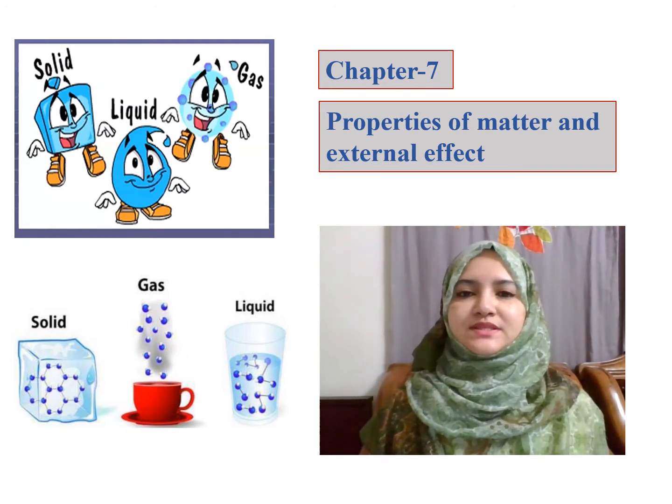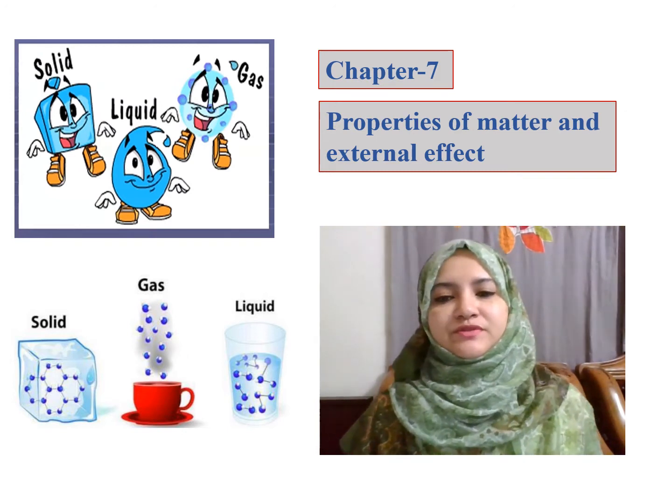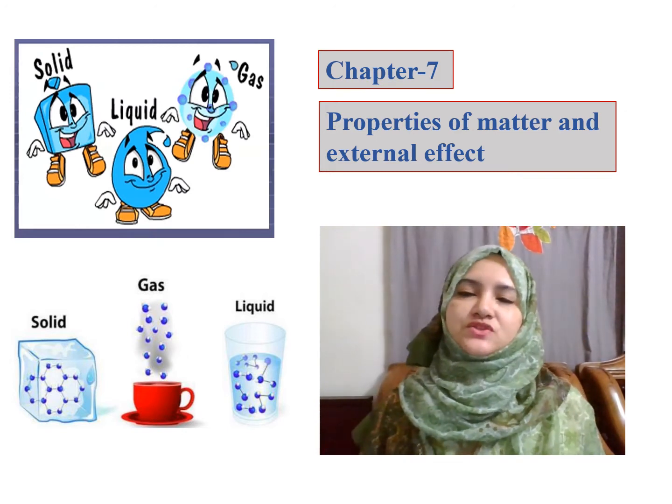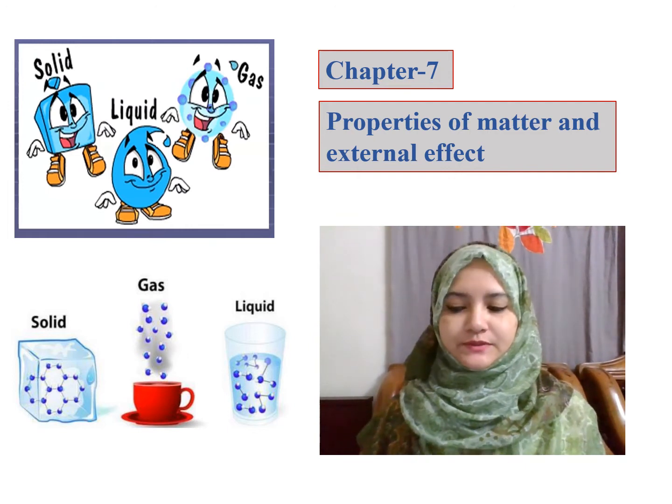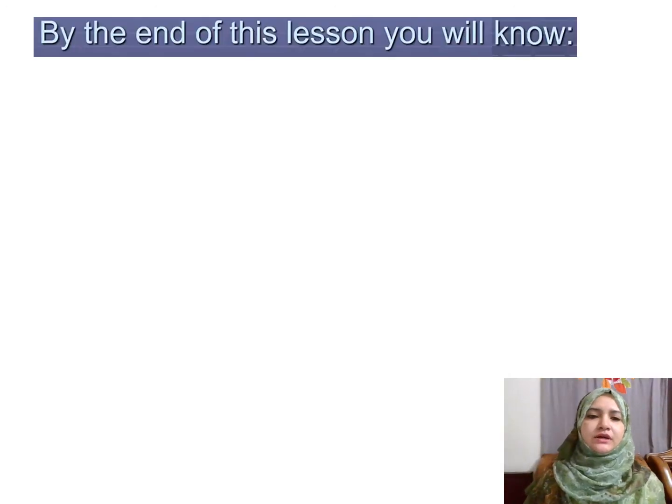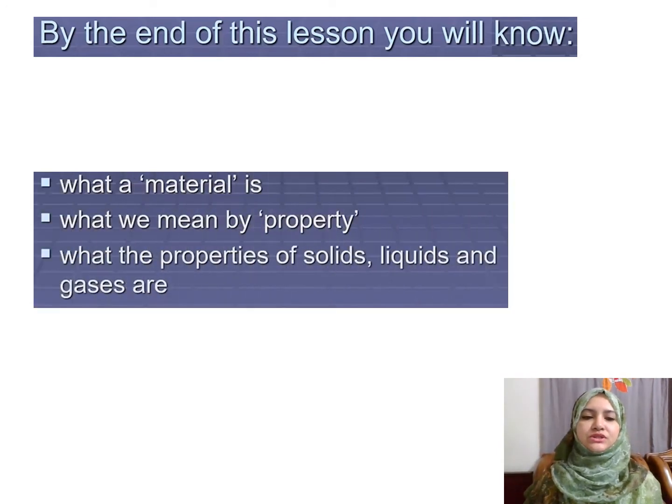From today, I will start a new chapter, chapter 7. The name of chapter 7 is Properties of Matter and External Effect. By the end of this lesson, you will know what a material is, that means what matter is, what we mean by property, and what the properties of solids, liquids, and gases are.